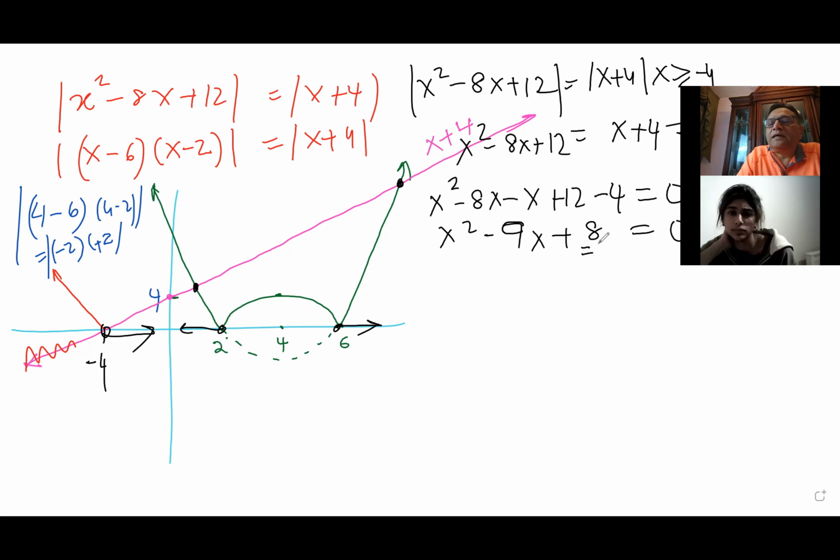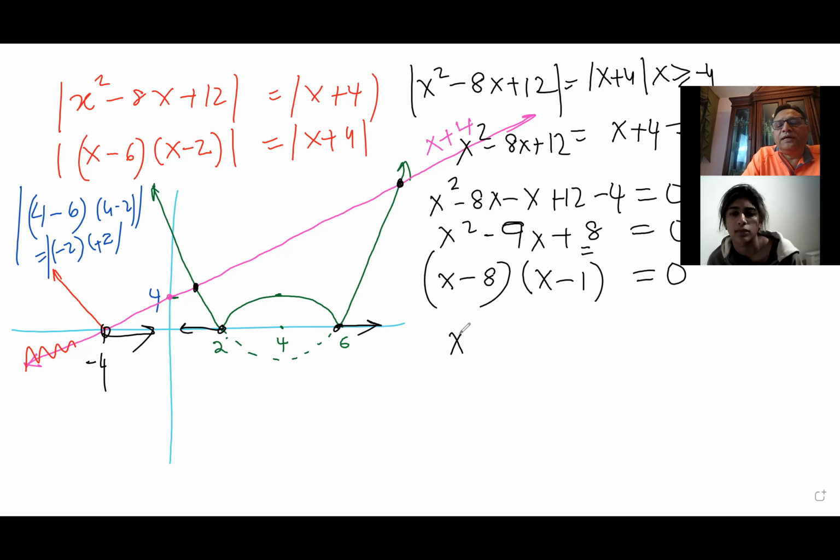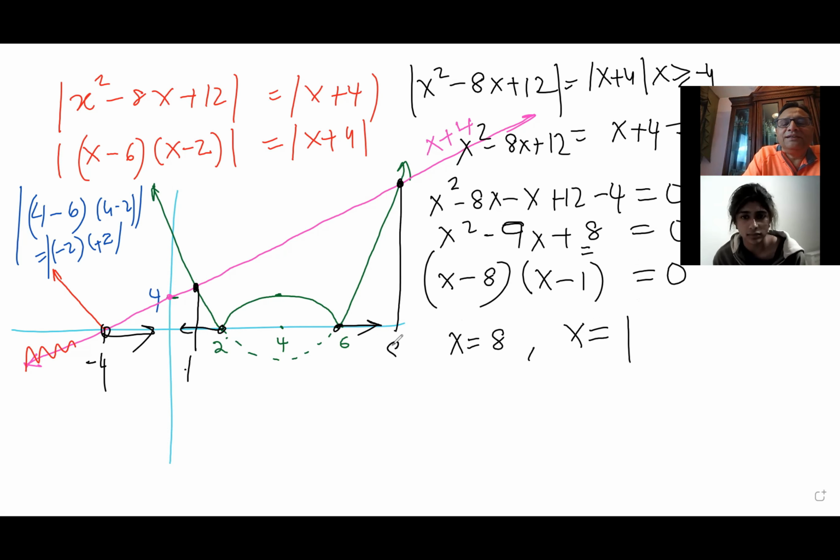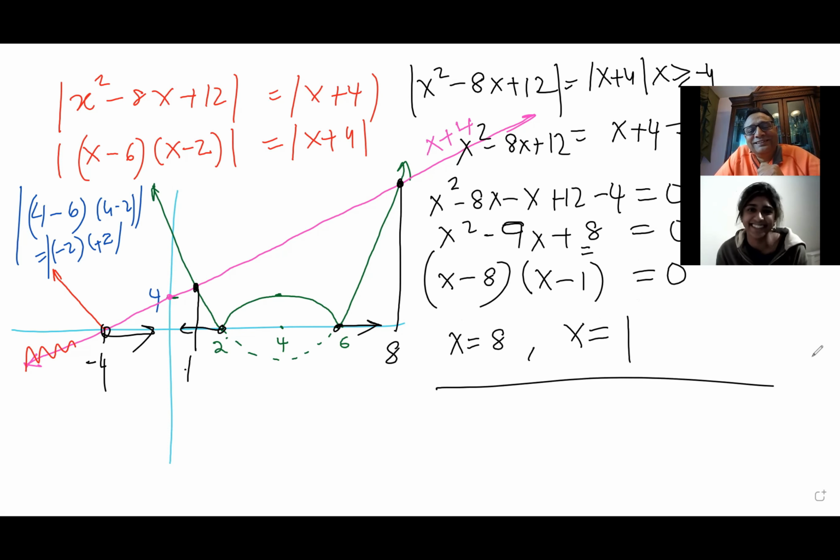Now, the factors will be what? 8 and 1, minus 8 and 1, right? X minus 8 times x minus 1 equals 0. So that gives you x equals 8 and x equals 1. Clear? So that means this point is 1 and this point is 8. Does it make sense to you? Yeah. Simple. There were so many things in this question.